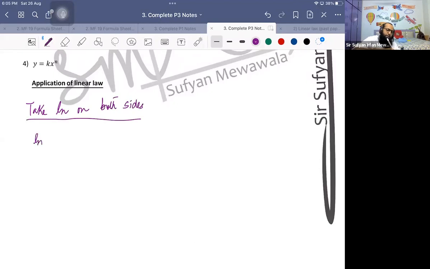So this is ln y equals ln k plus ln x power n. Now, as per the power law, this n will come at the front, and I will take it over here: n ln x plus ln k, because the pure constant comes at the end. So ln y equals n ln x plus ln k.